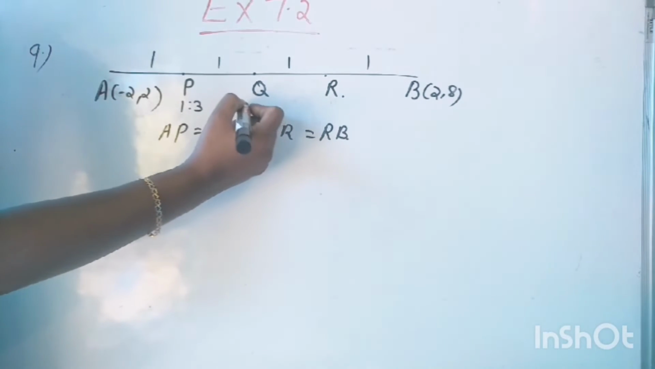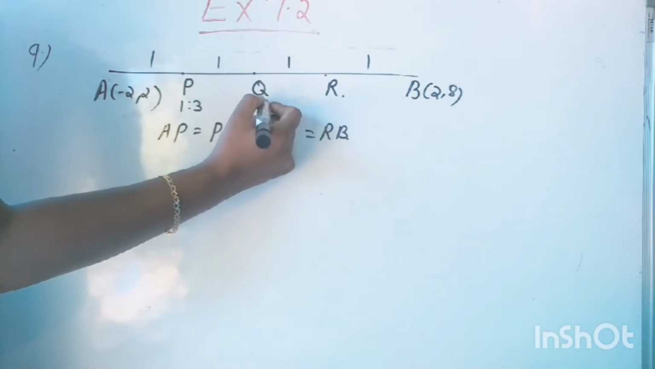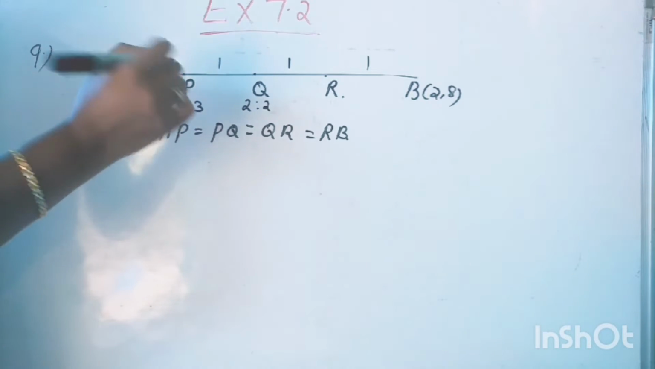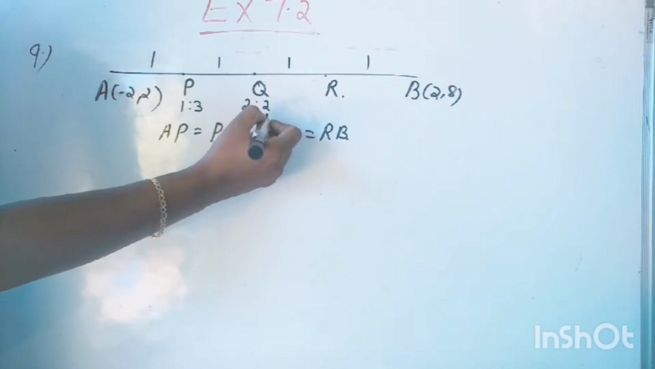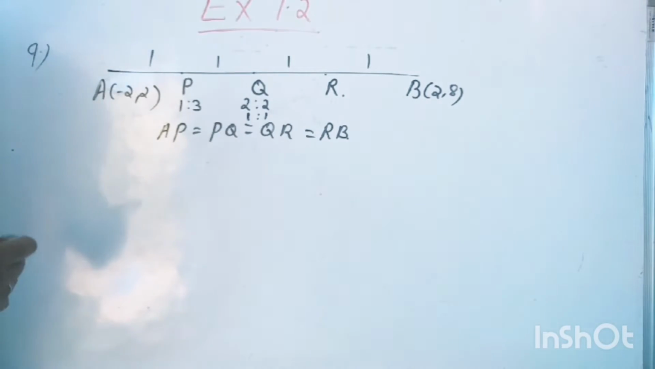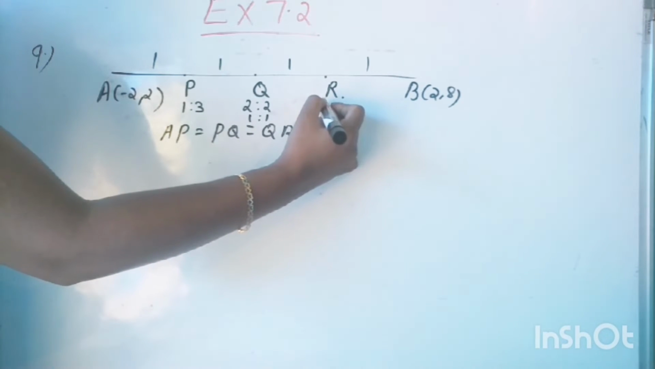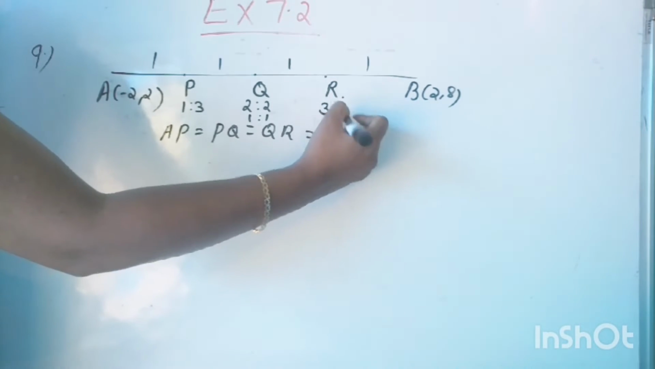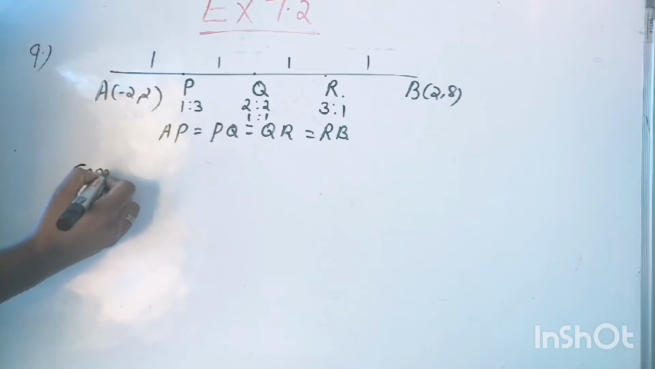Now consider Q. To the left of this Q we have 2 equal parts, and to the right of this Q we have 2 equal parts. Okay, that means this Q divides a line in the ratio 2:2 or 1:1. Okay. Now consider R. That R divides a point in the line in the ratio 3:1. To the left of that R we have 3 equal parts, and to the right of that R we have only one part.